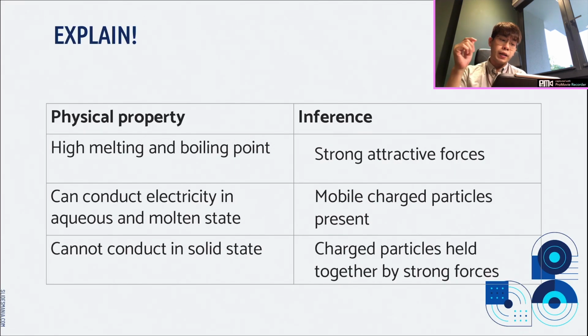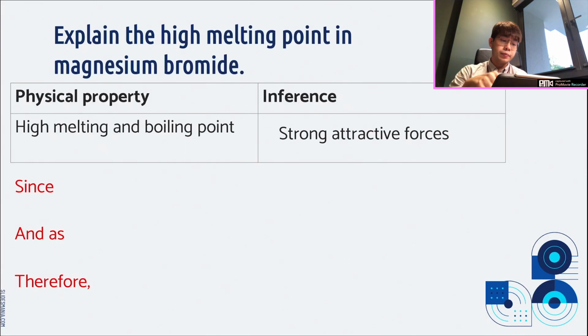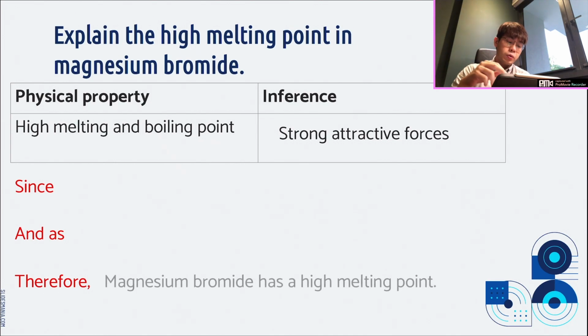So we are going to explain these three properties. The arrangement of the explanations is exceptionally important, and you need to remember them. Firstly, how do we explain that magnesium bromide, an ionic compound, has a high melting point? We start with the therefore first. Therefore, magnesium bromide has a high melting point.